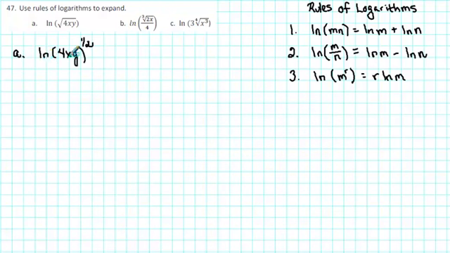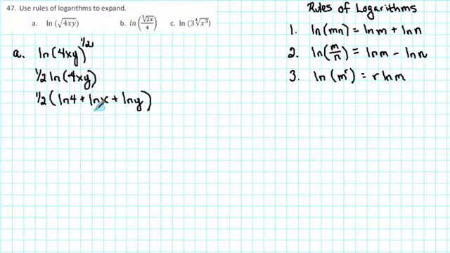Now that we have the logarithm of a power, we can apply rule number 3 and write the exponent 1/2 multiplied by the logarithm of the base, which is 4xy. Now we have the logarithm of a product. So we can write that as the sum of the logarithms of the factors. So we have 1/2 times the quantity, the natural logarithm of 4, plus the natural logarithm of x, plus the natural logarithm of y.